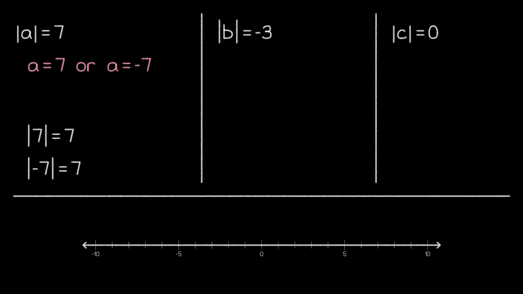And so we write our answer this way. Notice that we didn't say that A is 7 and -7, because A can't be both numbers at the same time. Instead, we used the word "or" to indicate that the answer is one number or the other.